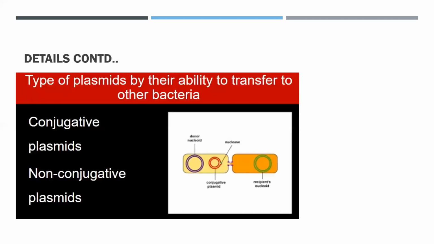Next, conjugative plasmid and non-conjugative plasmid. Conjugative plasmid means genes transfer into another cell. Non-conjugative plasmids do not possess the ability to transfer into another bacterial species.